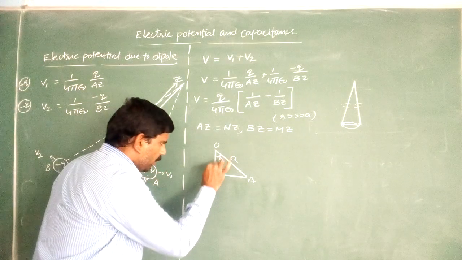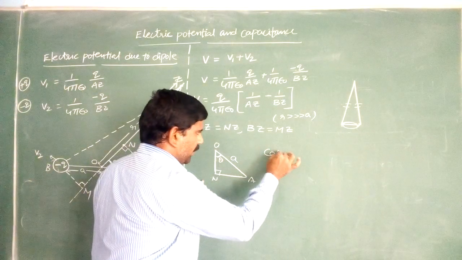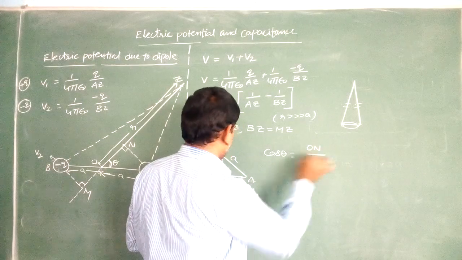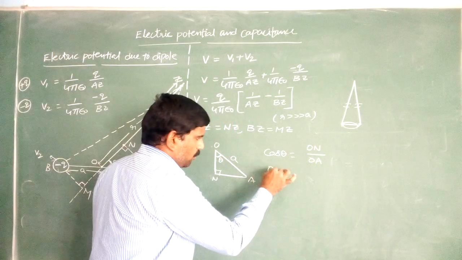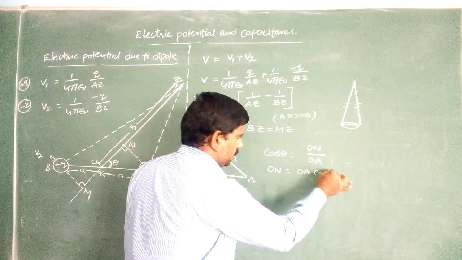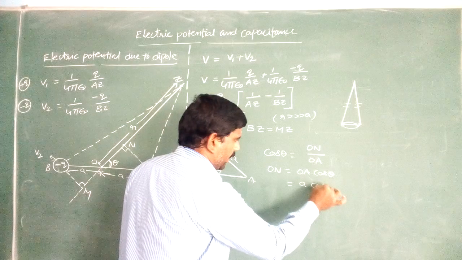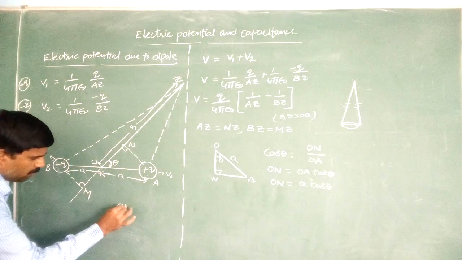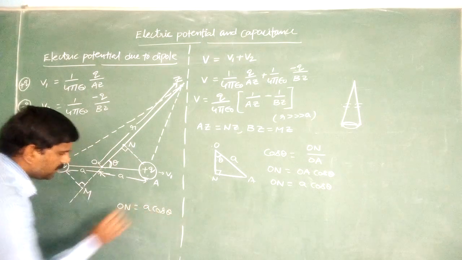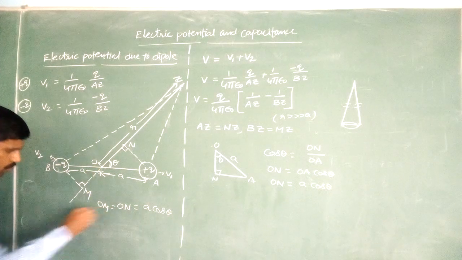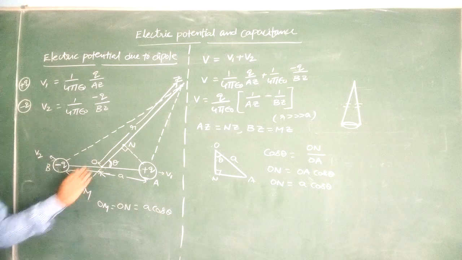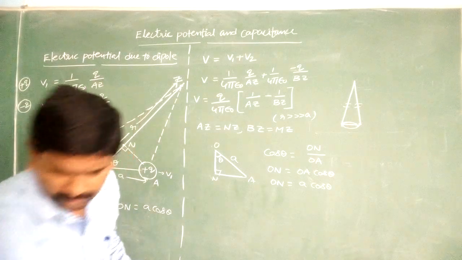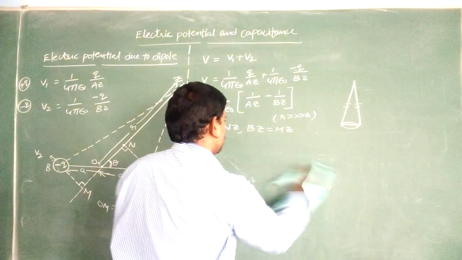So we want to find out the ON value. To find ON, take the cos value. Cos theta is equal to adjacent side by hypotenuse, that is ON by OA. Therefore ON is equal to OA into cos theta, OA is equal to small a, so ON is equal to A cos theta. Similarly, OM is also equal to A cos theta. Take the triangle the same way and you find the OM and ON values. From the exam point of view, no need to rederive this, you directly write it.